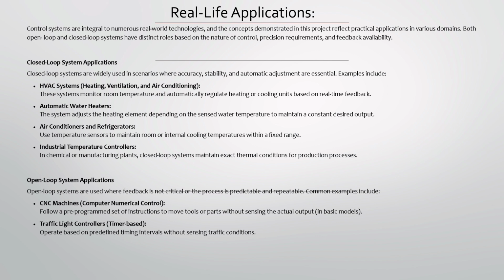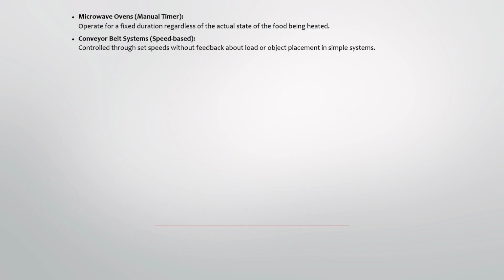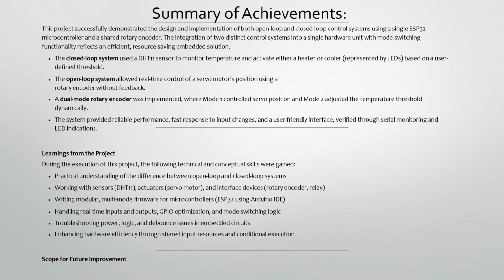So, the applications. This project shows how open and closed loop systems are used in the real world, from CNC machines and traffic lights to air conditioners and industrial controllers. With future improvements like PID control and Wi-Fi monitoring, this setup can be expanded for real world deployment.